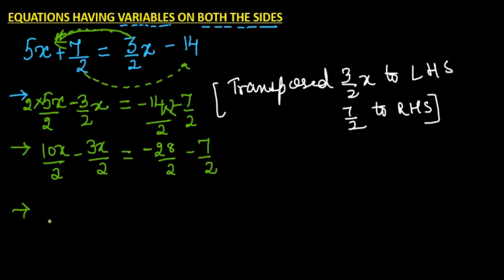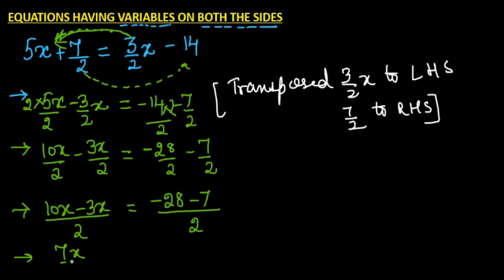Now on the left hand side your common denominator is 2. So that's your LCM. On the right hand side also the LCM is 2. Here in the numerator you have 10x minus 3x and here you have minus 28 minus 7, which gives you 7x over 2 is equal to negative 35 over 2. Okay, so we have reached the basic form of a linear equation.